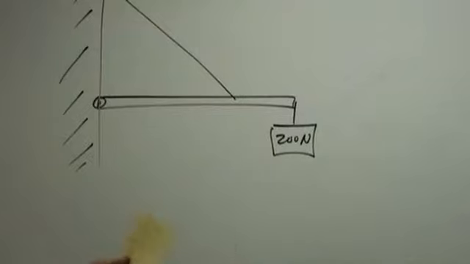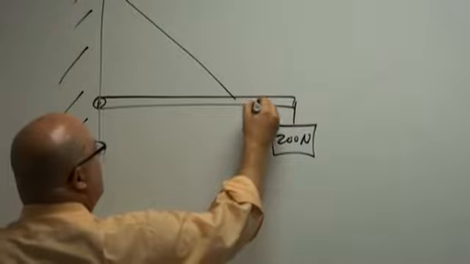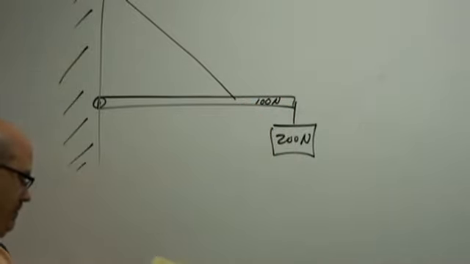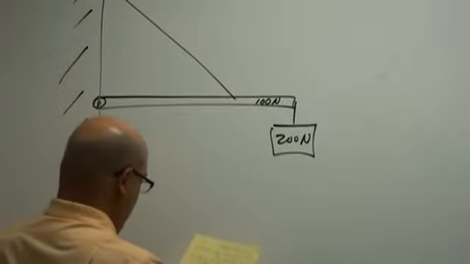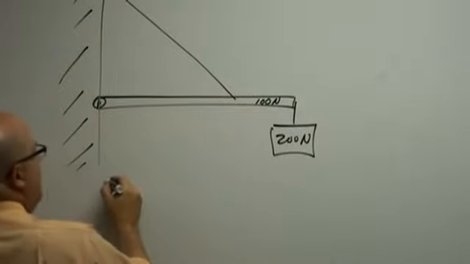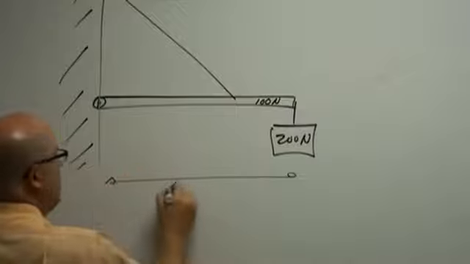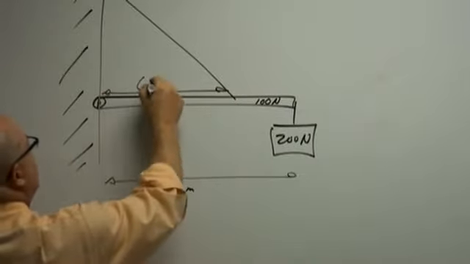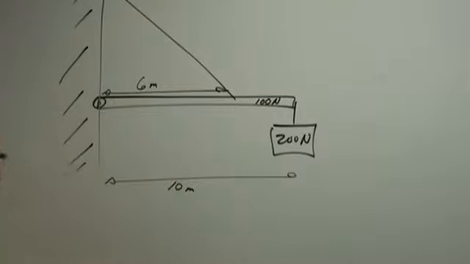By the way, this is 100 newtons. This is 10 meters long. And the attachment right here is 6 meters. You should just tilt that up a little bit. Like the one in your homework? We'll do that one next.